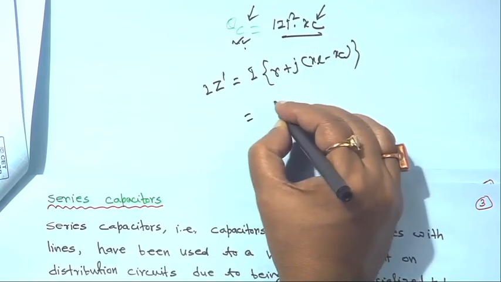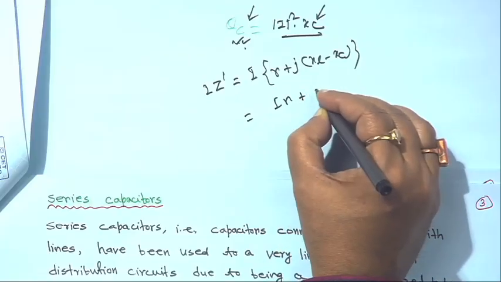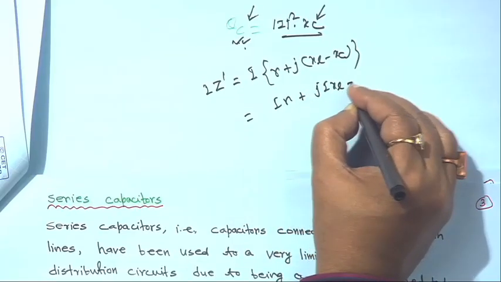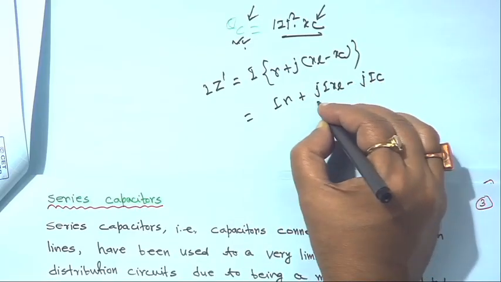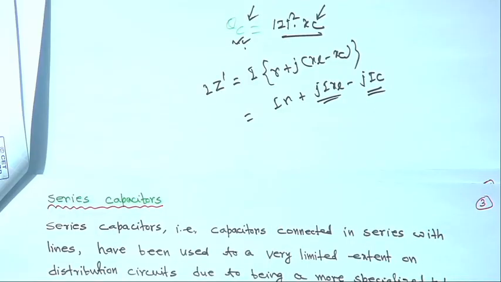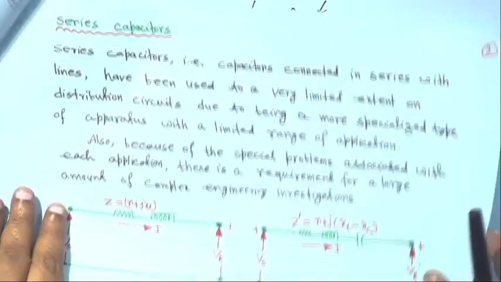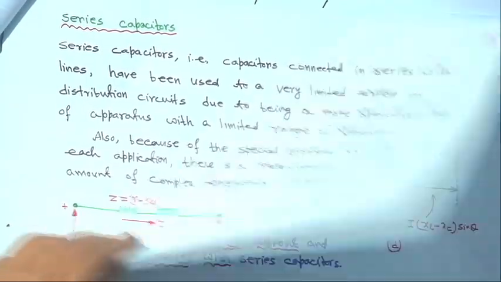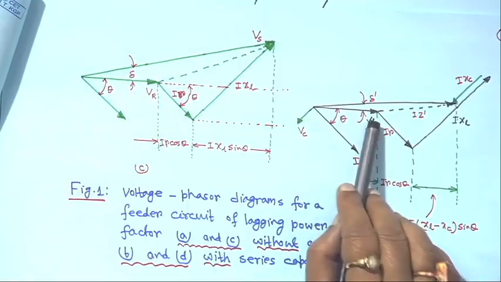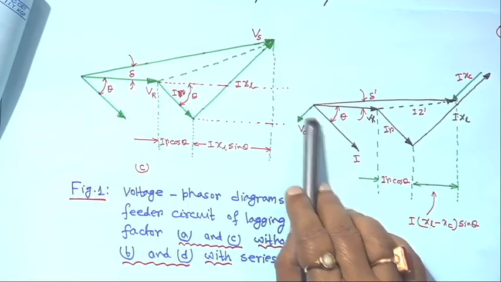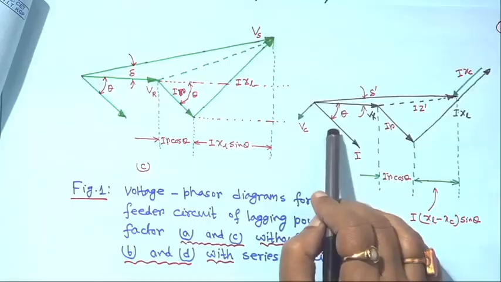So, that means if you multiply this I R is okay, then it is j I XL minus j I X C. So, from this one, this is getting subtracted. That is why when you draw the phasor diagram for this one, this is actually your V r, this angle is theta, the current is lagging here, current is lagging theta.